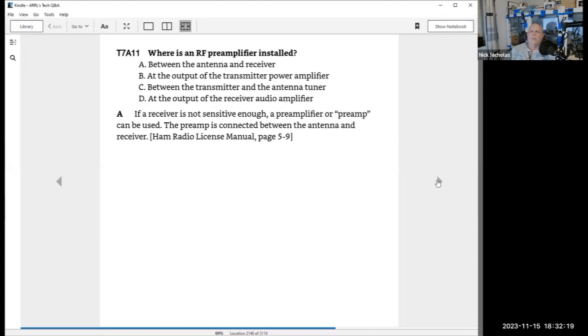Seems pretty obvious. Where is an RF preamplifier installed? And that will always be between the antenna and the receiver. A preamp takes the signal coming from the antenna, which might be a very little low voltage, milliamp or microamp signal, and it amplifies it. Also keep in mind, while that improves your reception of the signal, it also amplifies everything else that the antenna receives, including noise.